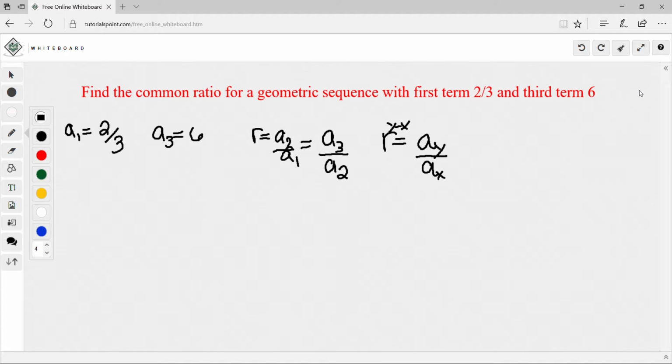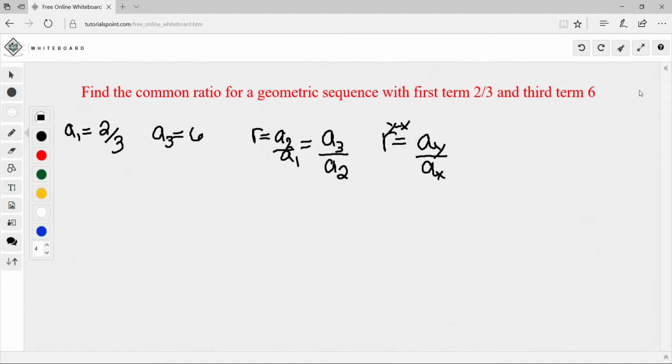Find the common ratio for a geometric sequence with the first term 2/3 and the third term is 6. So we know our first term is 2/3 and our third term is 6. So we've got to find the common ratio. We're going to use two formulas. We're going to use r equals a2 over a1 equals a3 over a2.